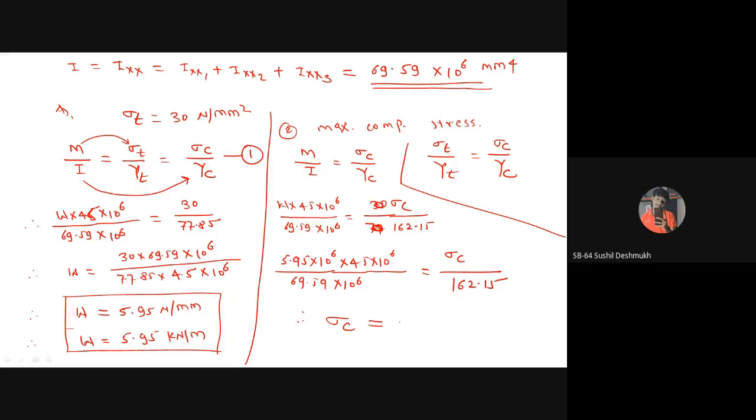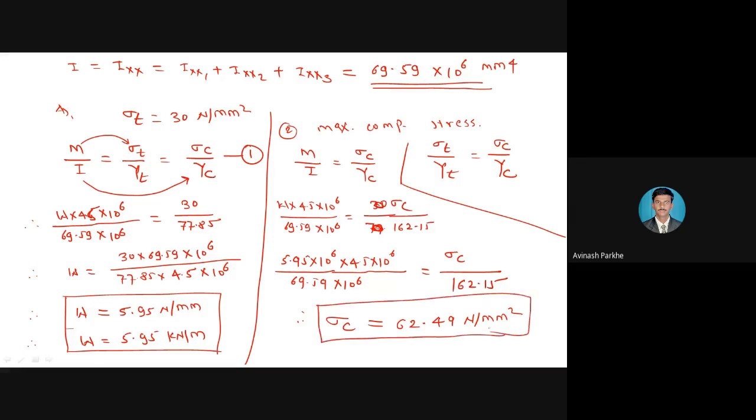Sixty-two point 49 into 10 raised to 6. 62.49 Newton per mm square. Okay. Value of maximum bending stress.